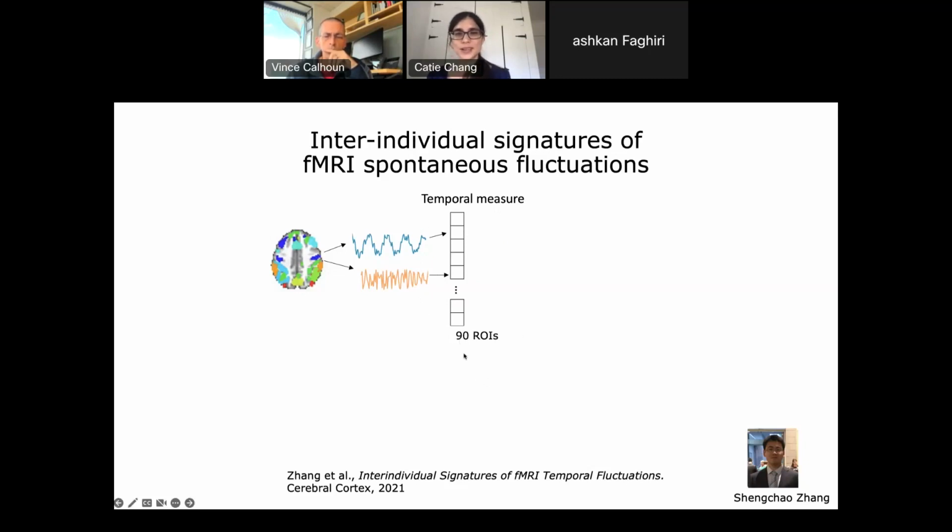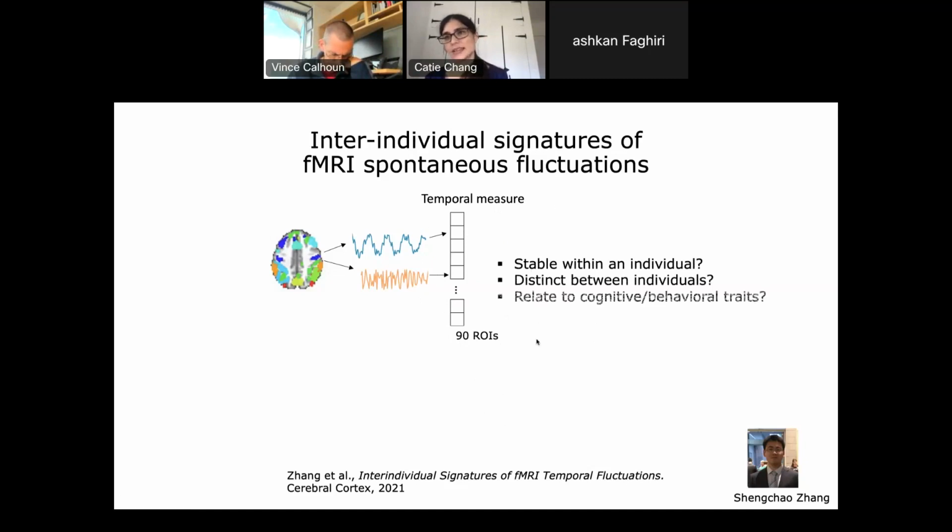And so once you characterize the data in this way, we can ask questions like to what extent that kind of profile is stable within a person, maybe just is repeatable within that person across different time windows or different scans, whether it's distinct between individuals, and whether it has any relation to behavioral and cognitive traits that were measured outside the scanner in a different session.